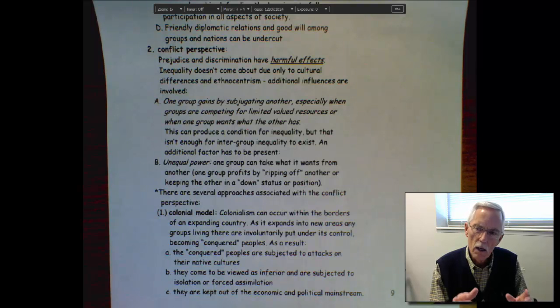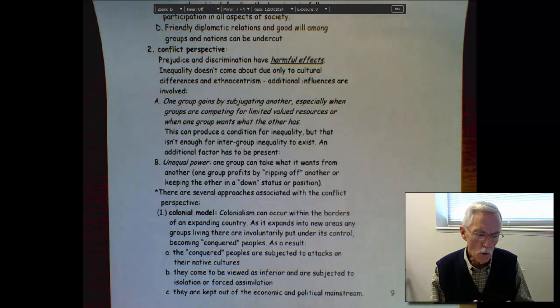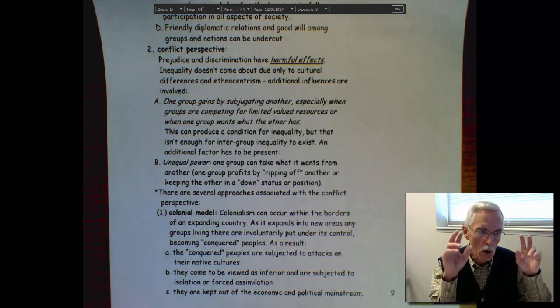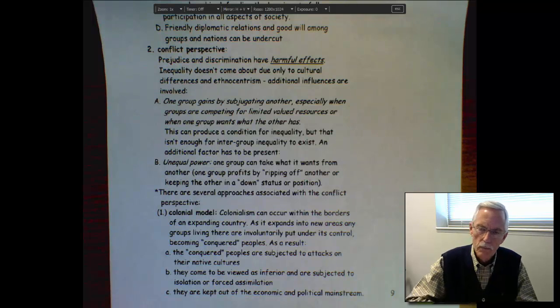They become conquered peoples. As a result, their native cultures are attacked. They come to be viewed or considered as inferior. And they're either forced to assimilate, that is to say, made to be more civilized, or they're subjected to forced isolation.